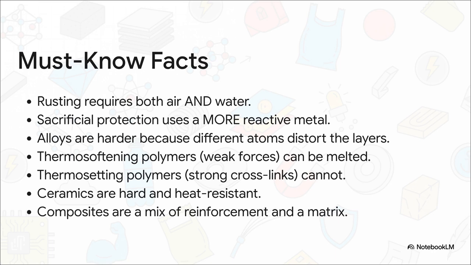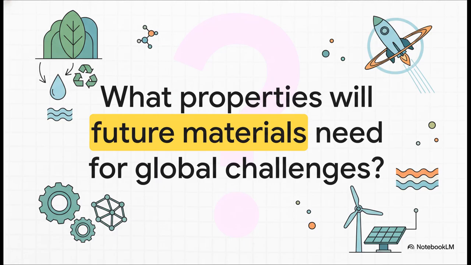Got all that? Good. And to finish, here's a final thought. We've seen how we design materials for specific jobs, from stopping rust to making better tools. So the big question is, as we look to the future, what properties will our new materials need to solve massive challenges like climate change, space travel, or sustainable living? That's where all this science is heading.